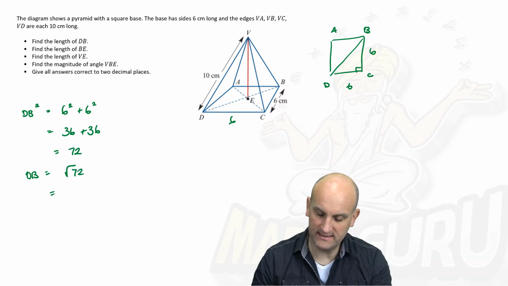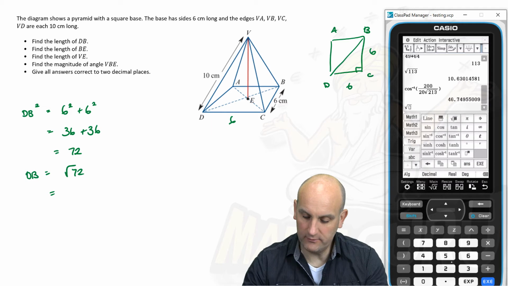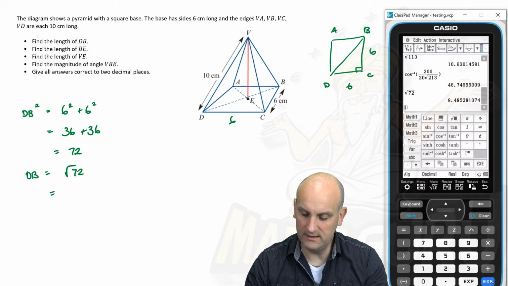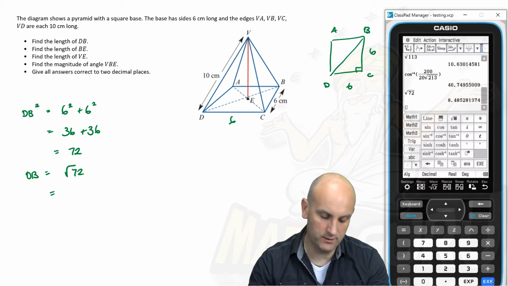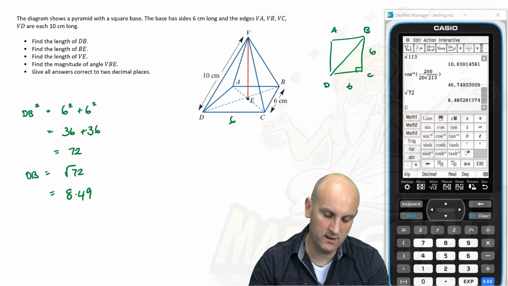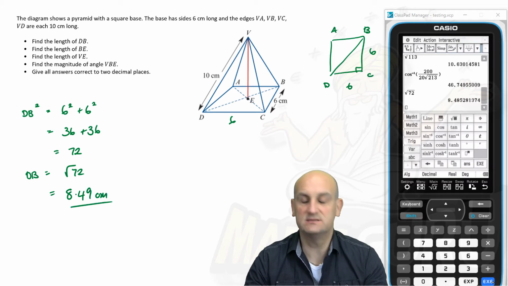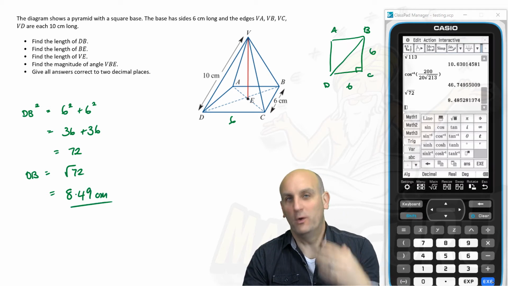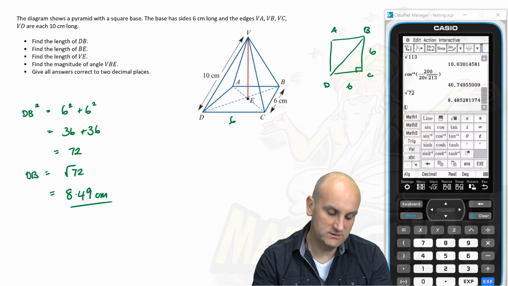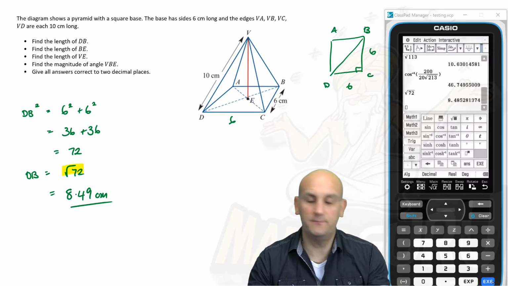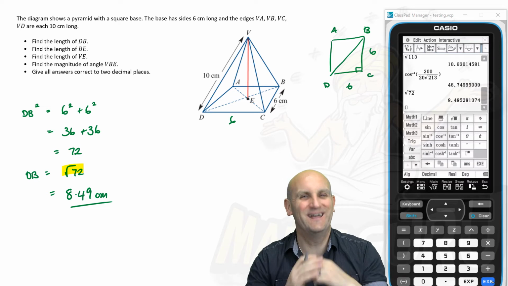And again, we can fire up our calculator and we can work out the square root of 72 gives me the value of 8.49. So 8.49, and in this situation, centimeters. Now again, I'm not going to use that decimal value. I'm going to use this square root value because later on the chances are I'm going to square it and life is going to be good.